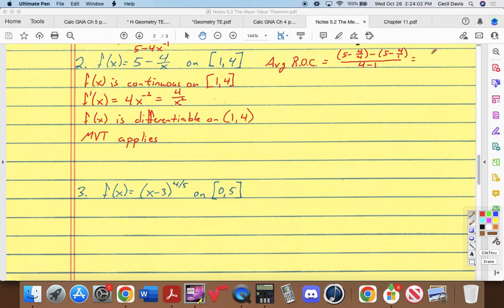So that's 5 minus 1 is 4, minus 5 minus 4 is 1, over 4 minus 1. Hey, how nice is that? It's 1. And I want to find the value of c guaranteed by the mean value theorem. So that means this derivative needs to be equal to 1 at some point.